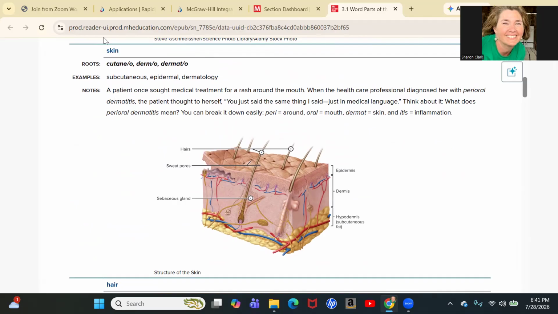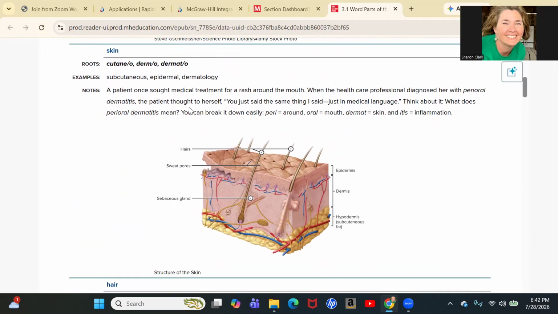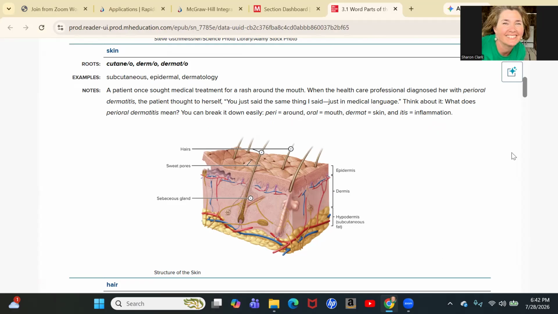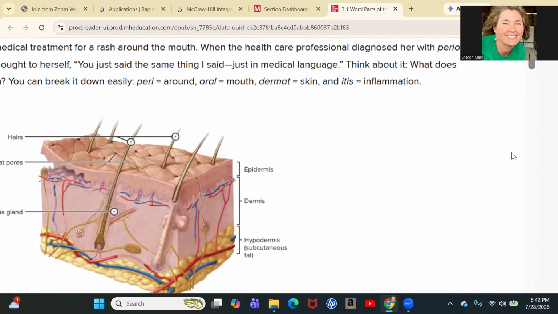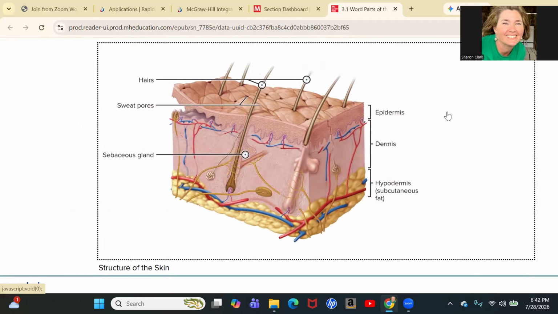Cutano is oftentimes used when we look at the whole skin itself. Dermo and dermato is usually used for the profession and the top of the skin. It just varies. And when you look at the entire structure of the skin, you see how it is divided into three main layers. You have the epidermis, epi meaning on top, dermo is the word root, which means skin.